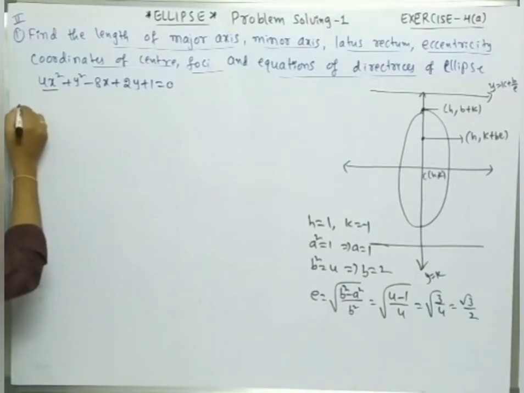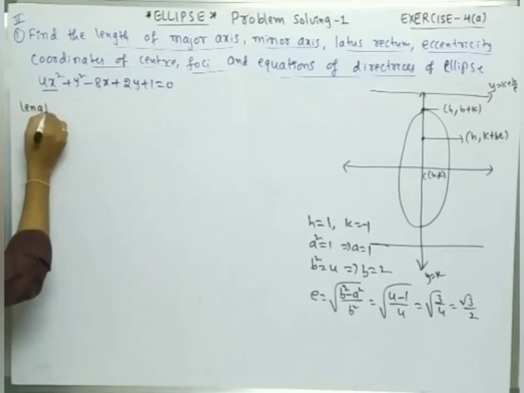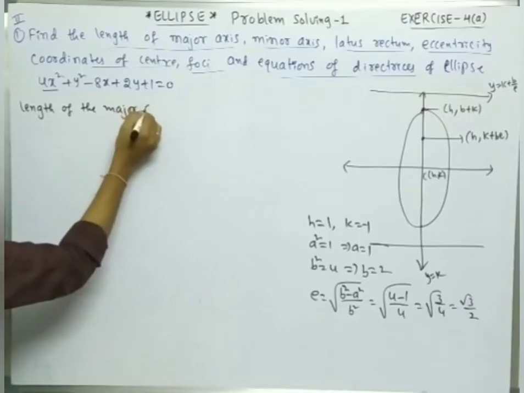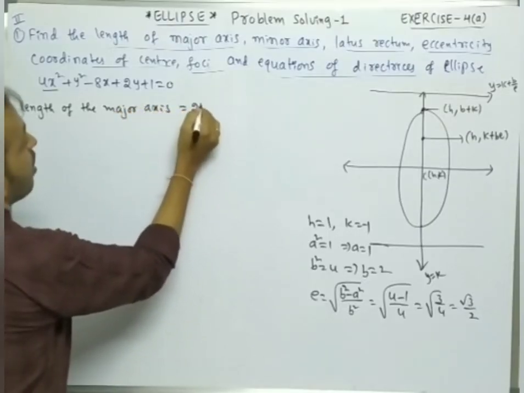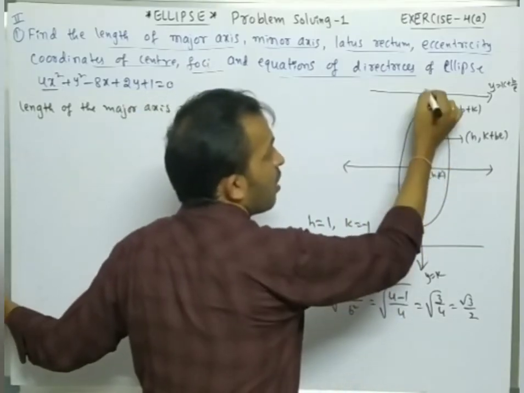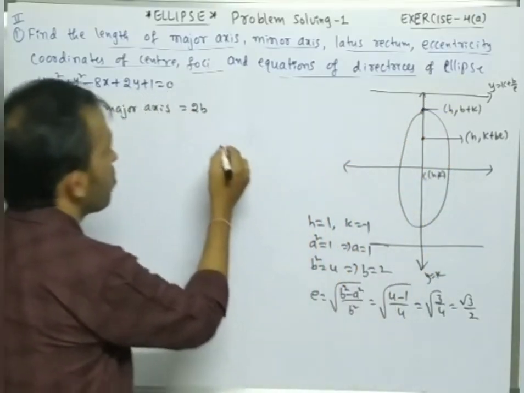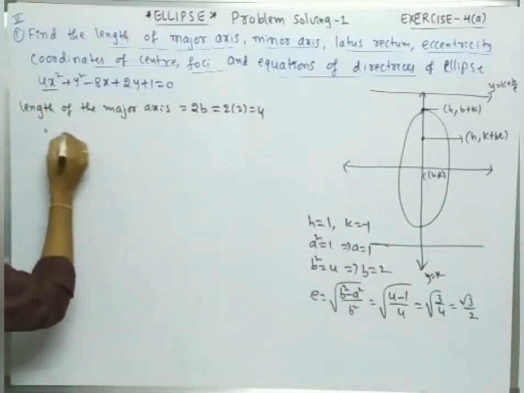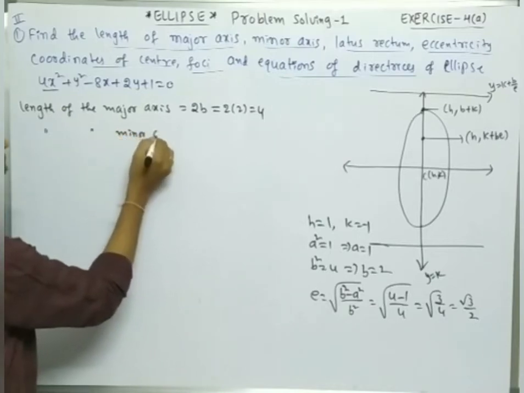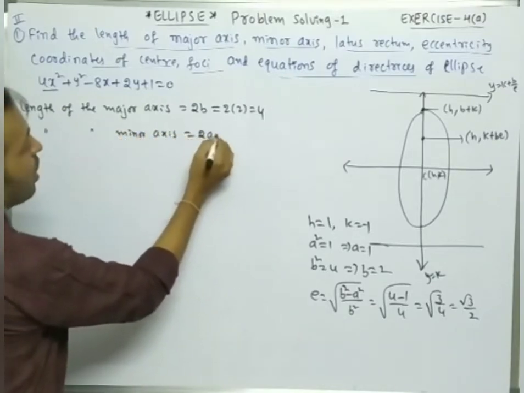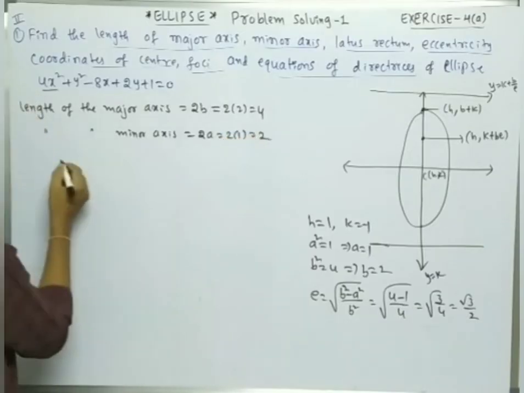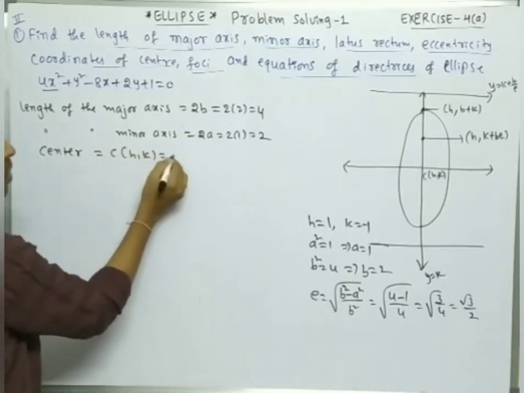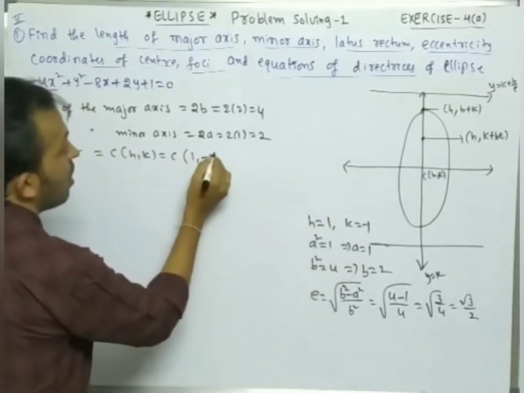So first, write what is that one? Length of the major axis. What is the length of the major axis here? 2b. Major axis is the y axis, so length of the major axis is 2b, that means 2 into 2, 4. Next, length of the minor axis, that is 2a, 2 into 1, 2. Next, center. What is the center? h comma k, so h comma k means 1 comma minus 1.